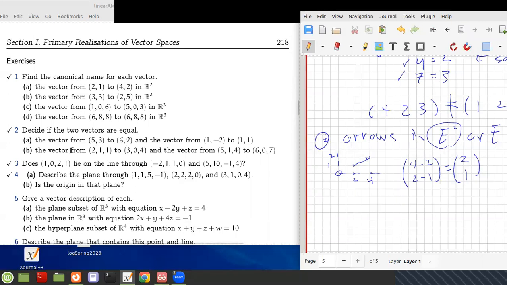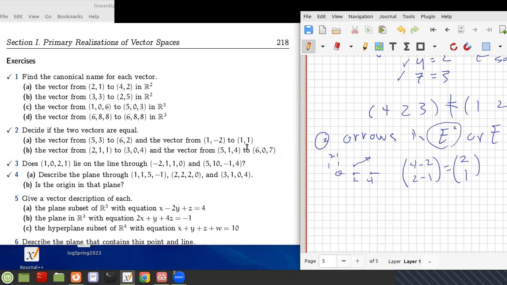But then decide if the two vectors are equal. Well, you have the vector from (5, 3) to (6, 2), and the vector from (1, -2) to (1, 1). What you have to do is find their canonical names and see if their canonical names are the same, right? Because they're going to be the same if they're the same length and the same direction. And the way you can do that is by finding their canonical names and then comparing them.